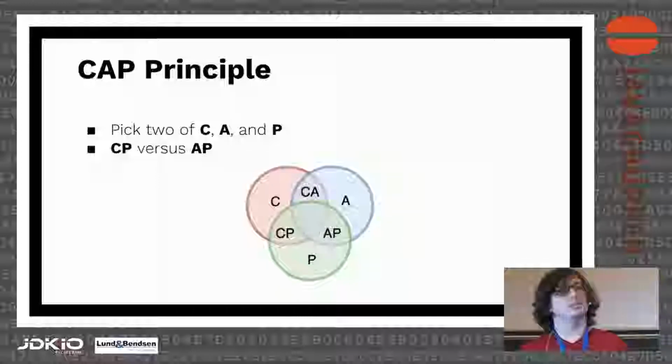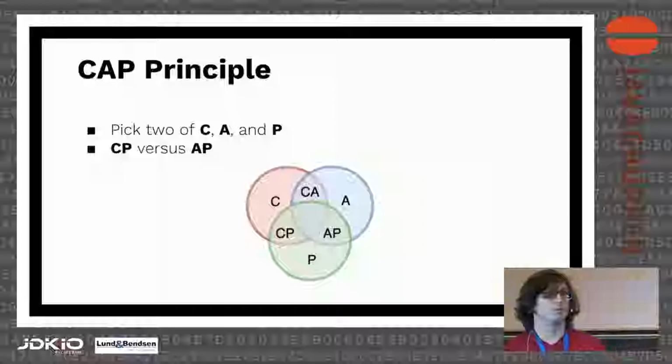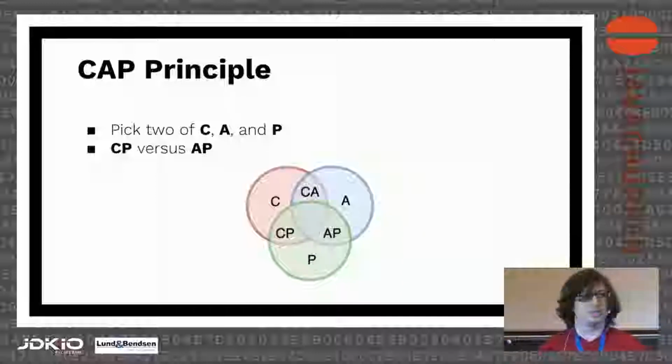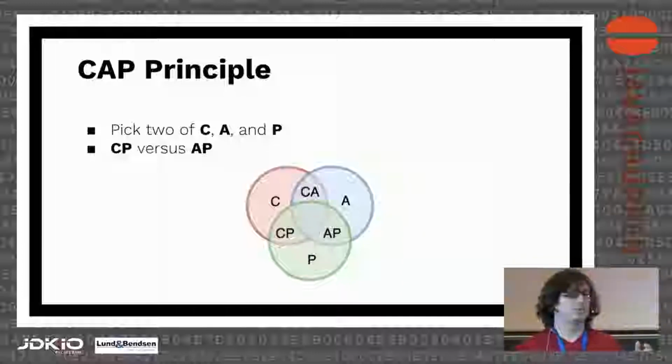And on the other hand, if we choose AP, then we remain available on both sides of the network partition, so both sides can still operate on the data. And by this way, our data copies on different replicas can diverge from each other. So AP systems continue their operation with eventual consistency models.